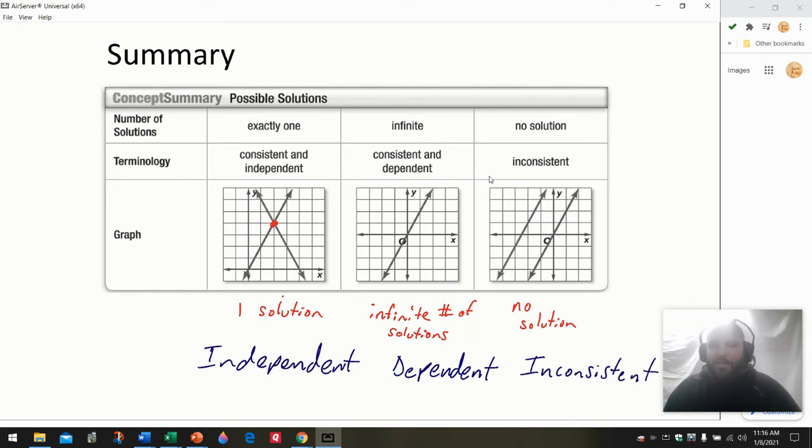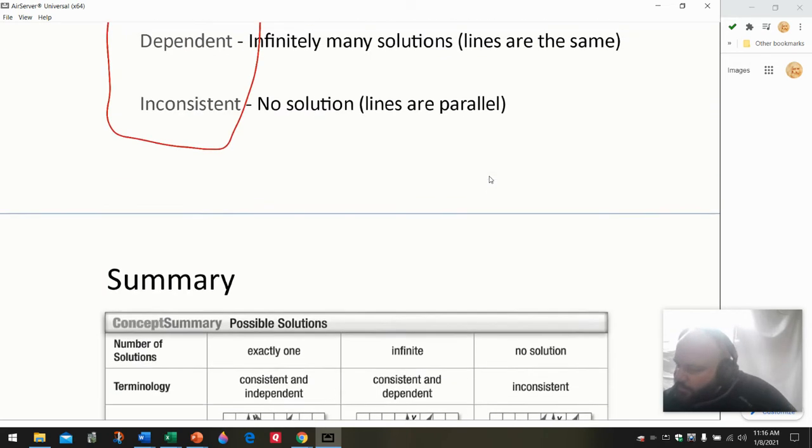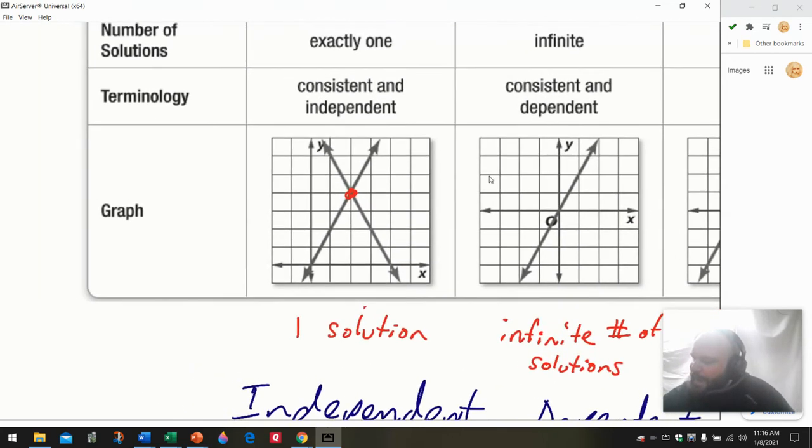And so that's what the three different solutions will look like, and that's the name of them. So let's talk about why each of these happens.